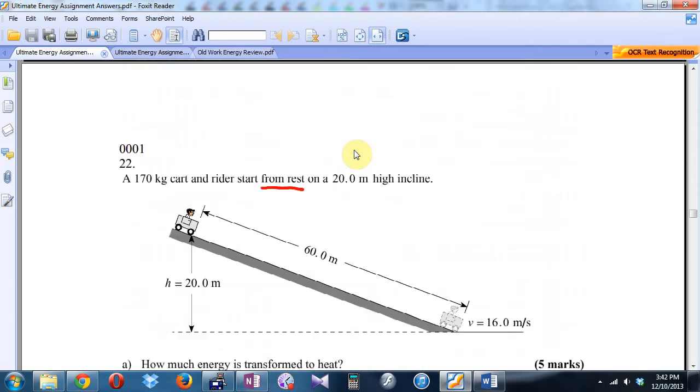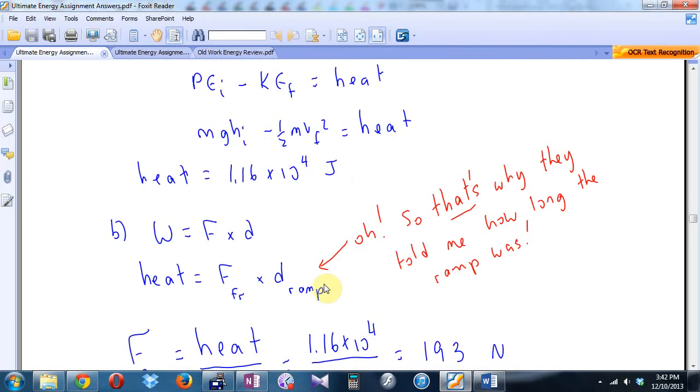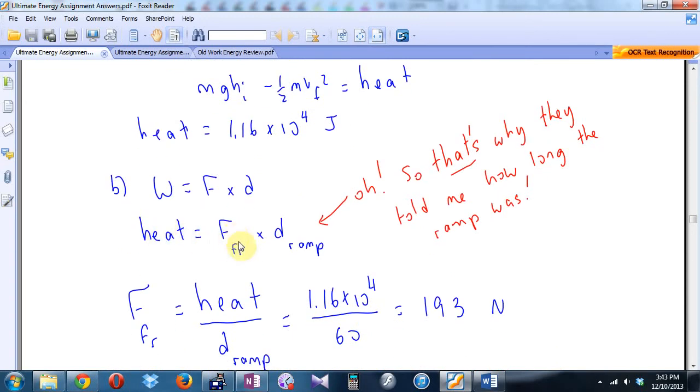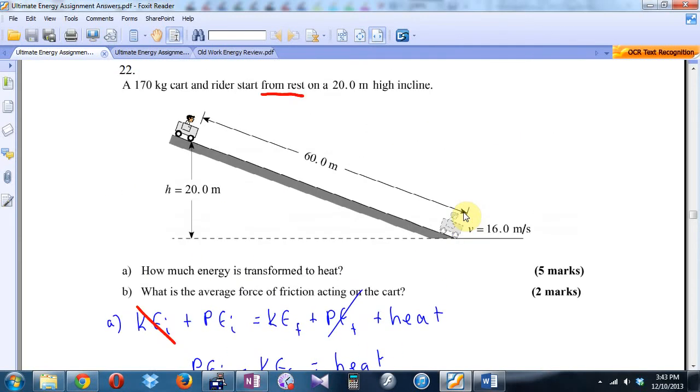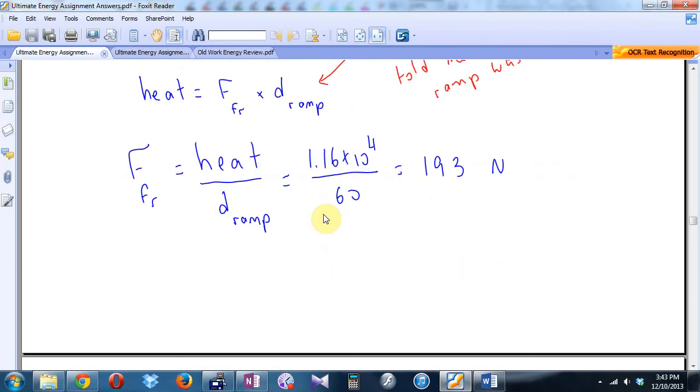Oh, okay, I was looking, going, oh, you know what? Like 22. So 22 part A, how much energy is transformed to heat? That's straight conservation of energy. But once you know the heat, part B says, what's the average force of friction? Well, heat is force of friction times the distance of the ramp. Oh, so that's why they told me how long the ramp was. As a matter of fact, if they'd given me the angle, they didn't need to tell me how long the ramp was. If they told me the height, I could have done the trig and found the length of the ramp. I could have done Pythagoras and SOHCAHTOA. So I like number 22.